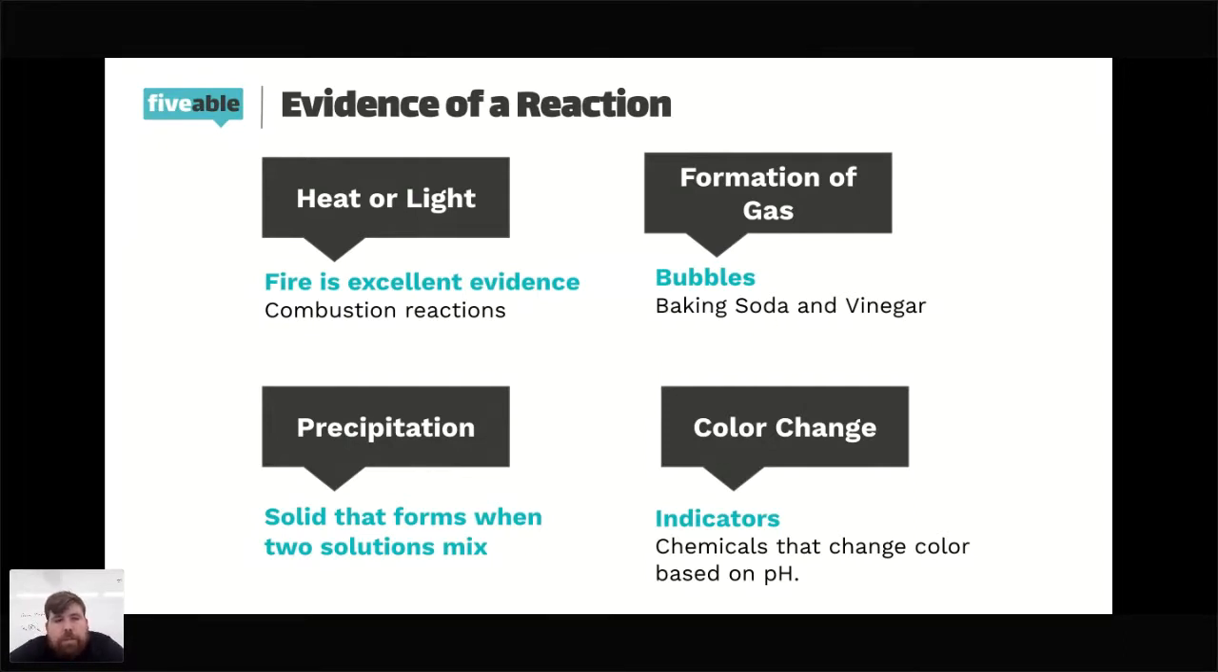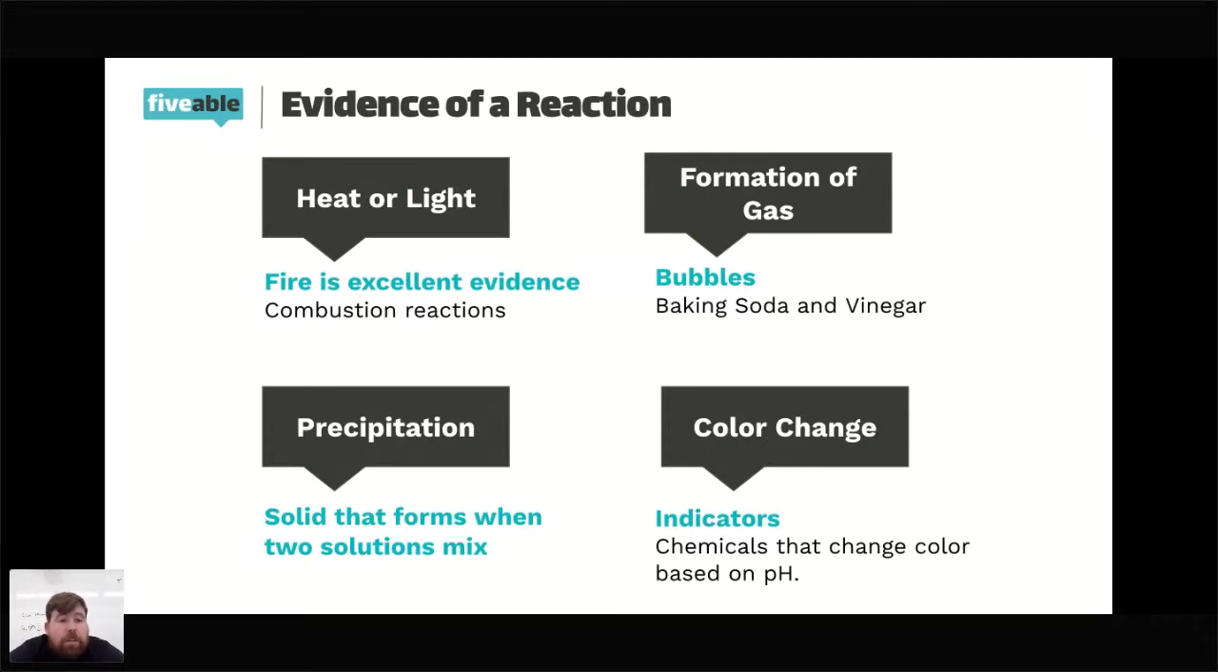Now, I kind of want to take a pause here. When we're looking at the evidence of a reaction, I can think of examples for almost every single one of these that would not necessarily be a chemical reaction. For example, if I heat up water, the water starts getting excited, it starts moving around, and what eventually happens is the water begins to bubble. And the reason it's doing that is because it's boiling. But if you remember from earlier, boiling is not a chemical reaction. So you kind of have to take these four pieces of evidence with a grain of salt.